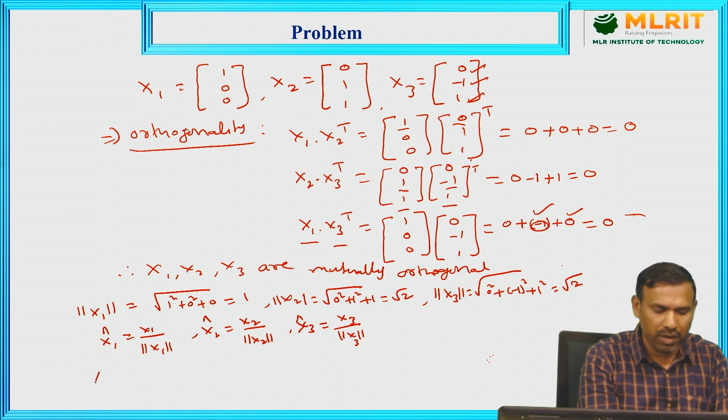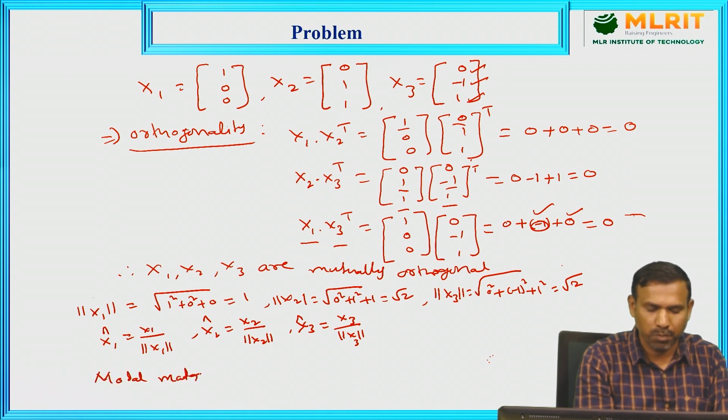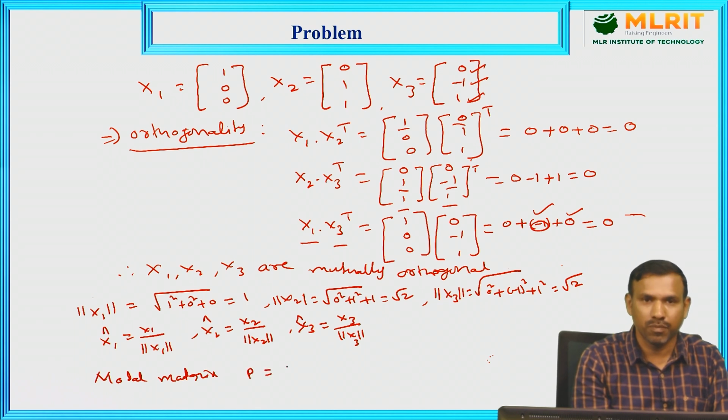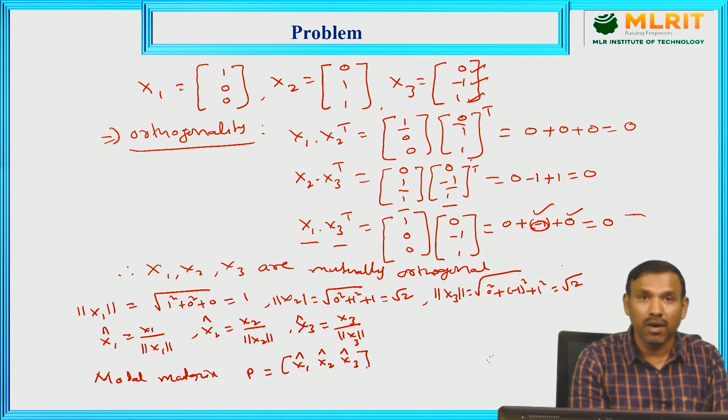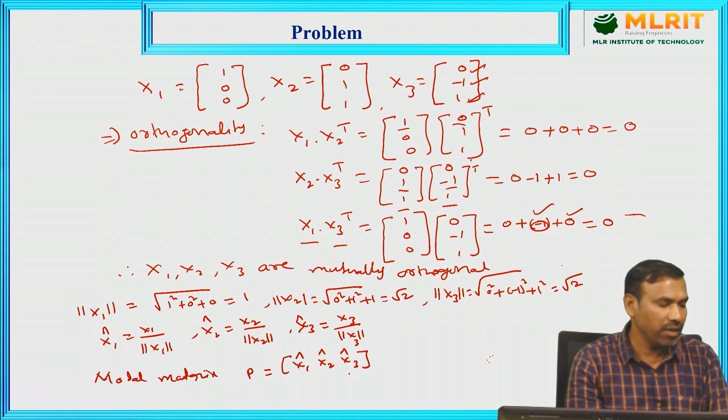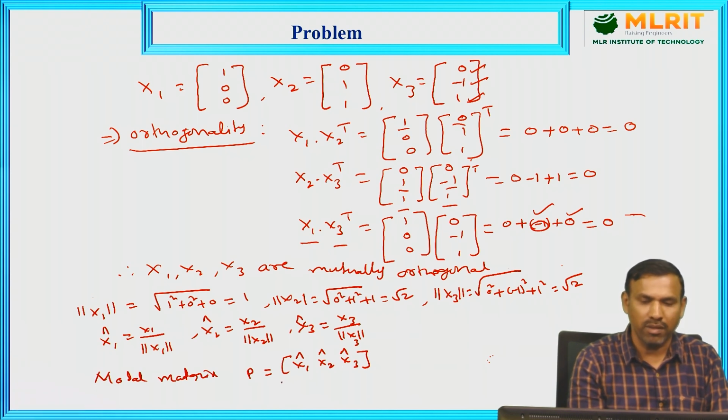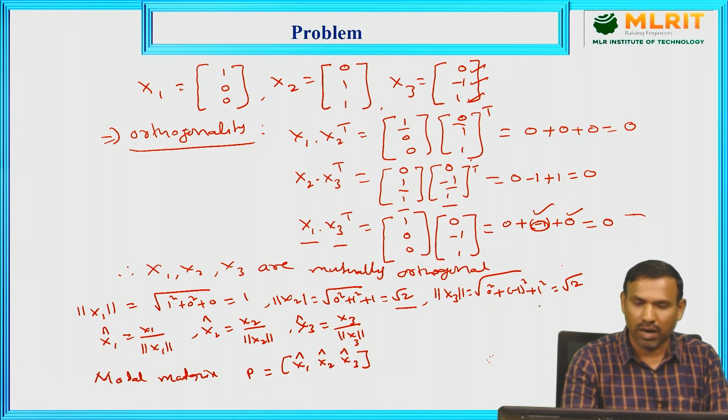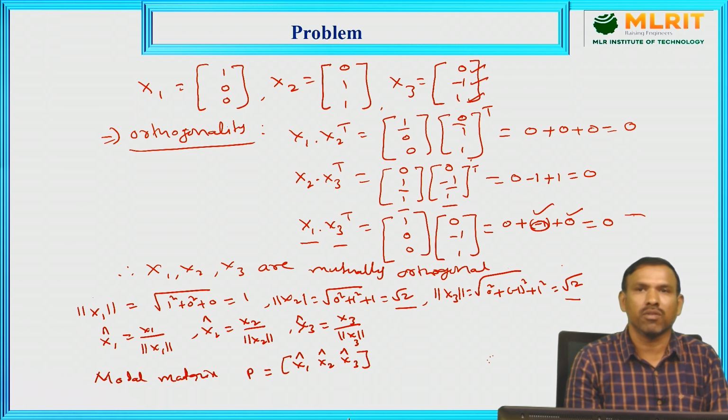What is the modal matrix we should form here? Modal matrix P is equal to [x1 cap, x2 cap, x3 cap]. This is our required modal matrix with the normalized eigenvectors. Then how to write the modal matrix here? The first eigenvector is divided by 1 only, the second eigenvector divided by root 2, the third eigenvector divided by root 2. That will give the required modal matrix. Let us write the modal matrix.